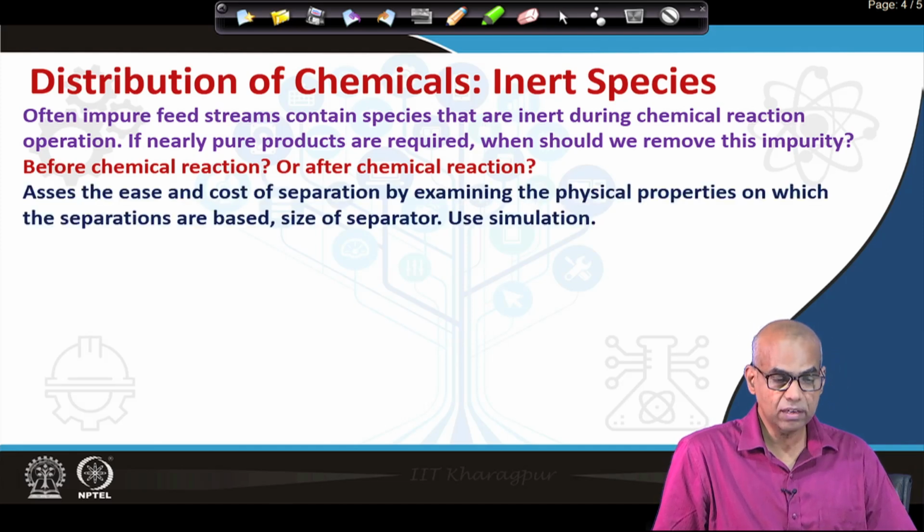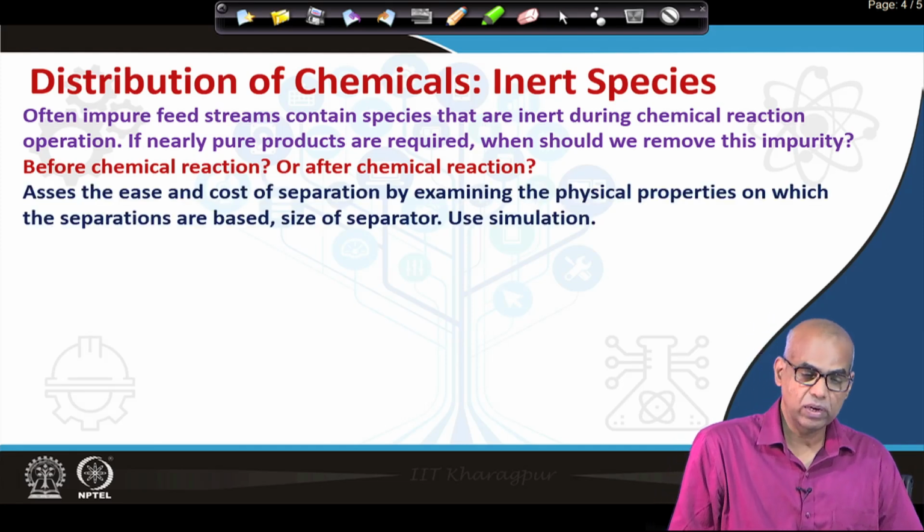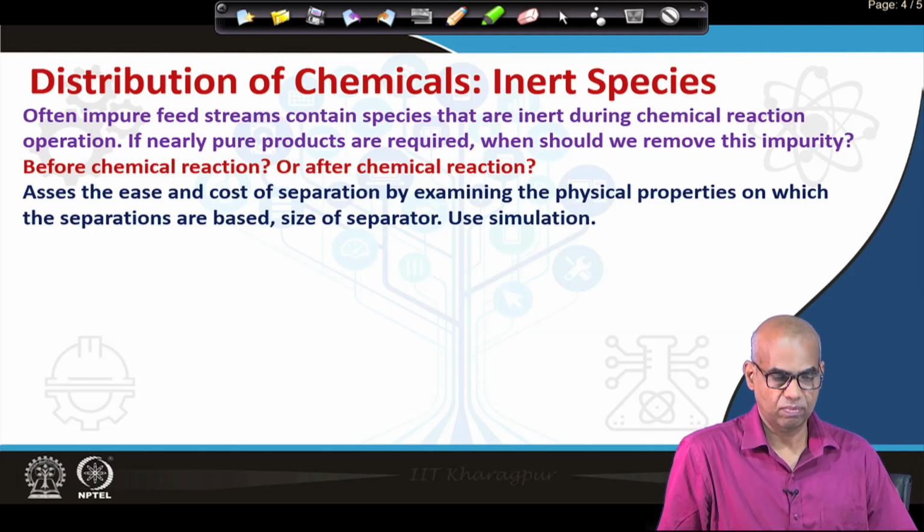So, the heuristic related to this will tell you the answer. Of course, you have to assess the ease and cost of separation by examining the physical properties on which the separations are based, size of separator, etc. You can use simulation for this purpose.